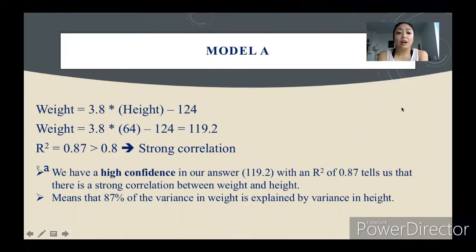For model A, to find the weight, we multiply 3.8 by the height, which in this case is 64, and we subtract 124 from that number, where we will get 119.2. Our R squared value will be 0.87, which is over 0.8, which means that it is a strong correlation. Therefore, with a strong correlation of an R squared value of over 0.8, we can say that we have a high confidence in our answer, and that the variance in weight can be explained by the variance in height.